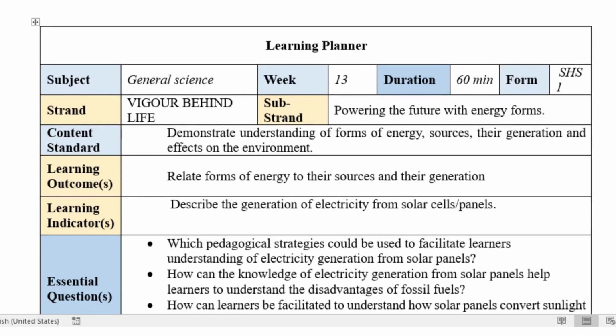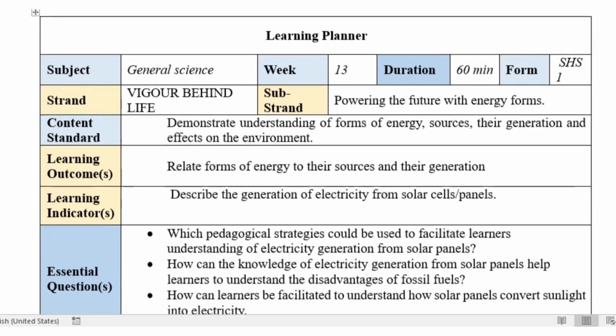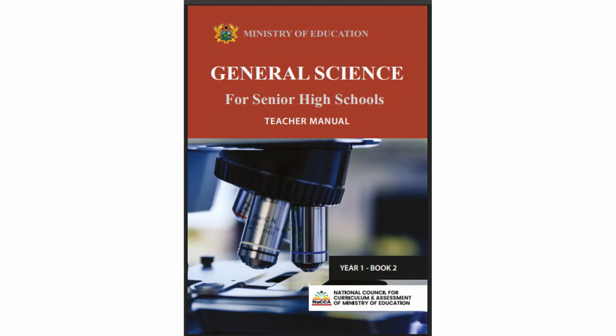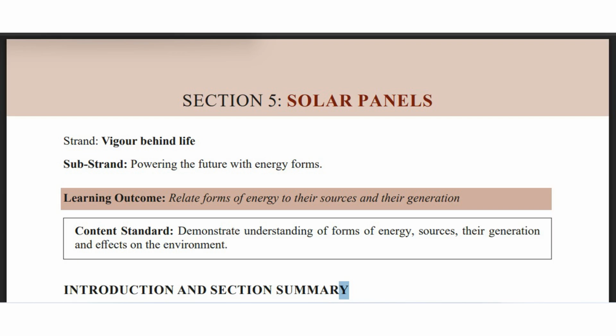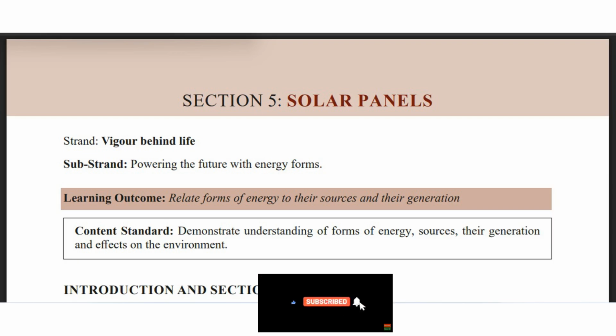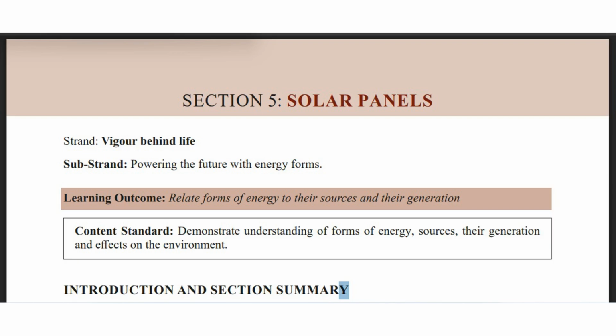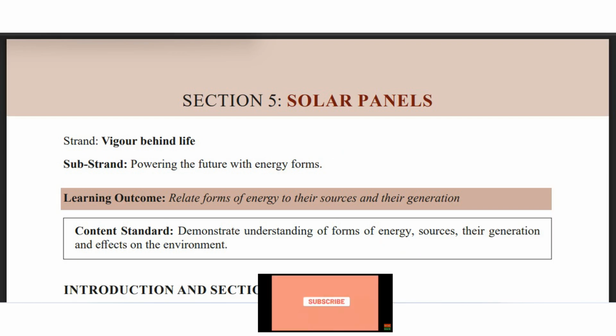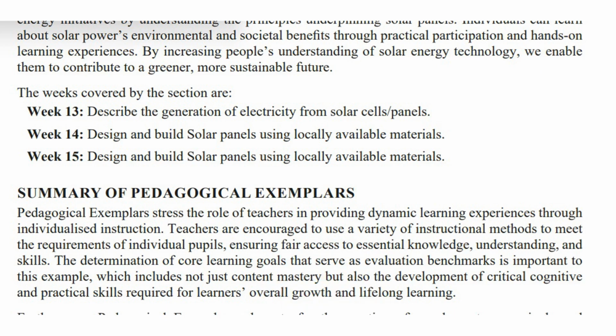Now listen carefully. The teacher manual is a guide for teachers in populating your planner. It is a core reference material in populating a learning planner. The teacher manual is in sessions. Each session comprises a number of weeks. For example, this is week 13. Look at this session 5. The strand, substrand, and content standard for session 5 will be written for all the weeks under session 5. It is only the learning indicator that is different for the weeks under a session.